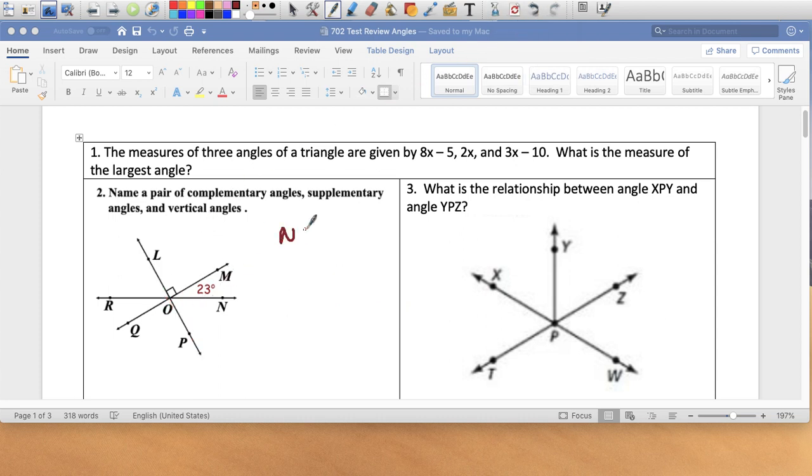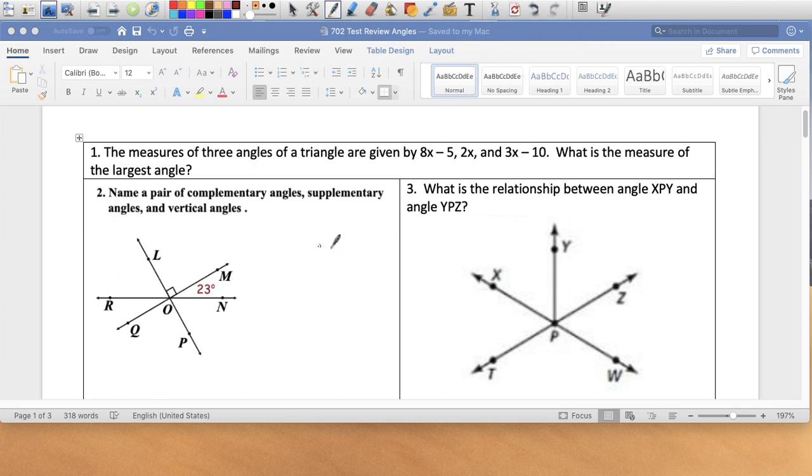Vertical angles. Okay, let me just clear this a little bit so we can't have so many choices. So MON, the vertical right here. That's the obvious one. ROQ. Alright, so you got this one and this one also vertical, and this one and this one are also vertical, so you have choices.